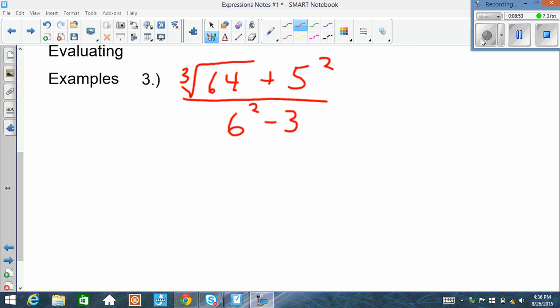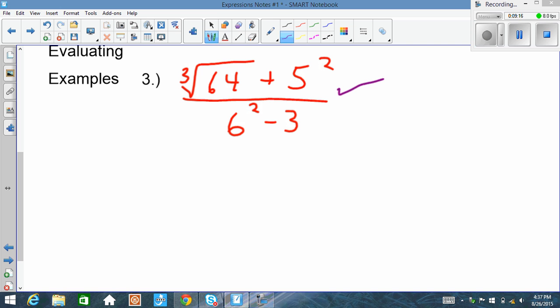Here's an example of solving a problem with evaluating and with cube roots in the problem. The cube root of 64 plus 5 squared all over 6 squared minus 3. Again, you would follow the order of operations here. So you're looking at your grouping symbols. I see a fraction bar here. The fraction bar separates it. And I see a grouping symbol of the radical, but the radical is above the fraction bar. So we would start probably with the numerator part and the radical of that there.